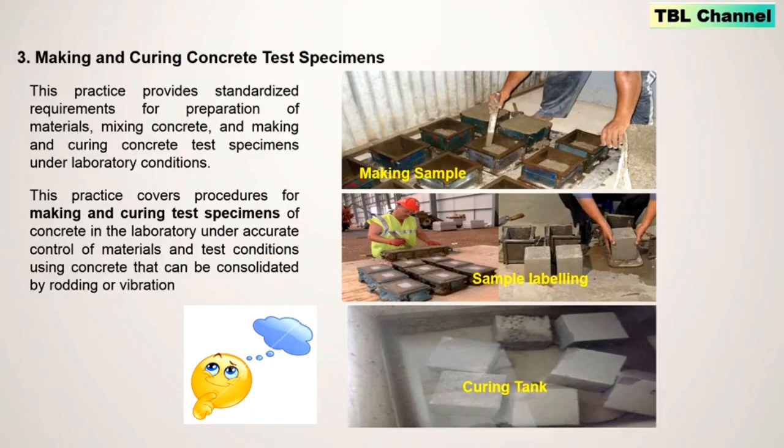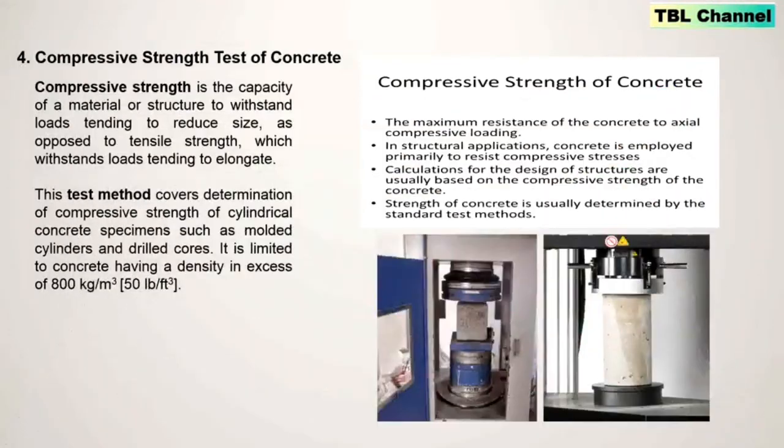Number 4. Compressive strength test of concrete. Compressive strength test is the capacity of a material or structure to withstand loads tending to reduce size, as opposed to tensile strength, which withstands loads tending to elongate. This test method covers determination of compressive strength of cylindrical concrete specimens such as molded cylinders and drilled cores. It is limited to concrete having a density in excess of 800 kg per cubic meter or 50 pounds per cubic foot.